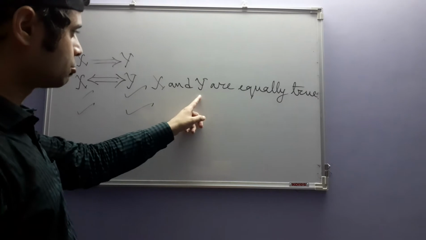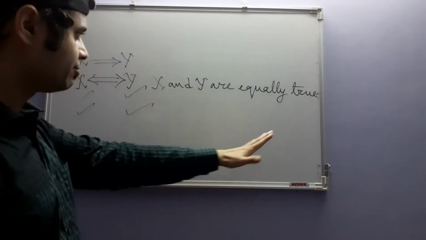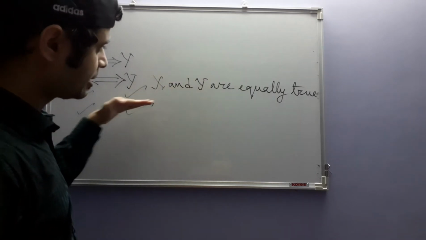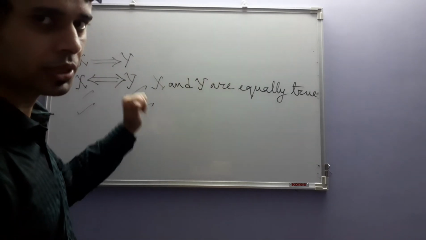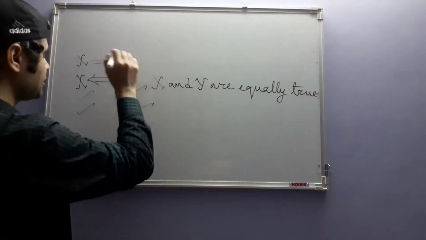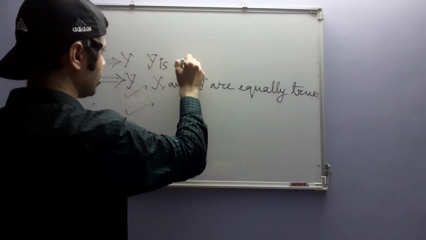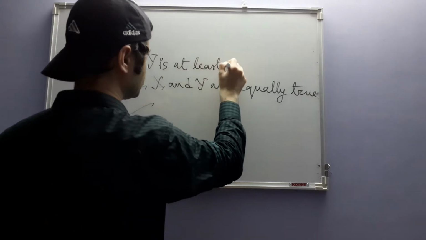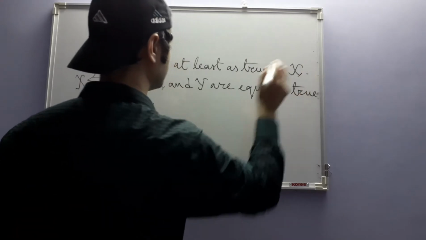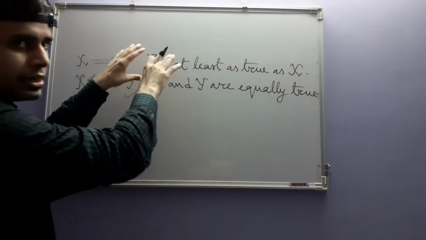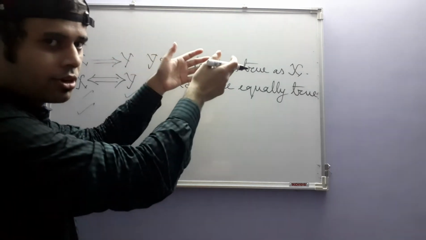If you recall the truth tables that we had, in every proof we saw that the truth values match. They are equally true. Either they are both true or both false. However, in this case, y is at least as true as x. If x is true, then y is true. If x is false, then y can either be true or false.